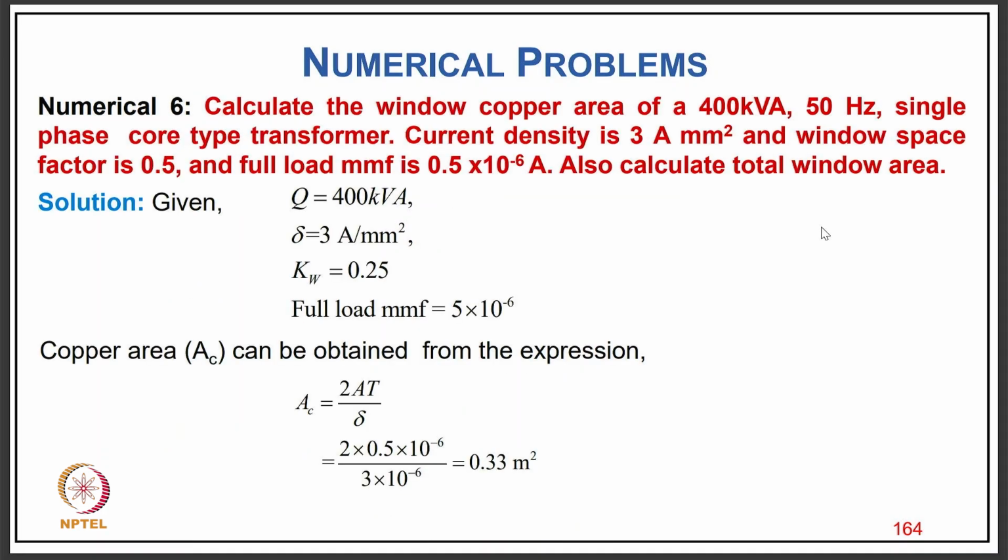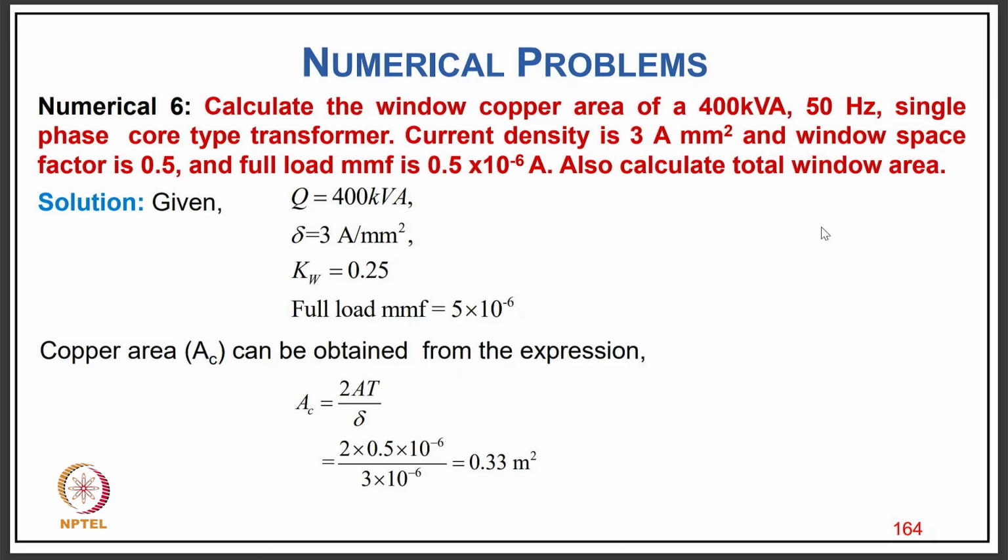Now coming to numerical problem 6, calculate the window copper area of a 400 kVA 50 Hz single phase core type transformer, current density 3 ampere per millimeter square, and window space factor 0.5, and full load MMF is 0.5 into 10 power minus 3. Also calculate the window area. So given here Q equal to 400 kVA, sigma 3 ampere per millimeter square, Kw is 0.25, and full load MMF is 5 into 10 power minus 6.